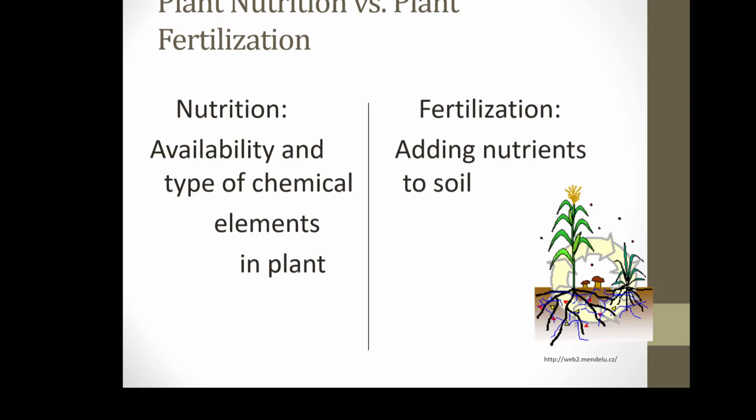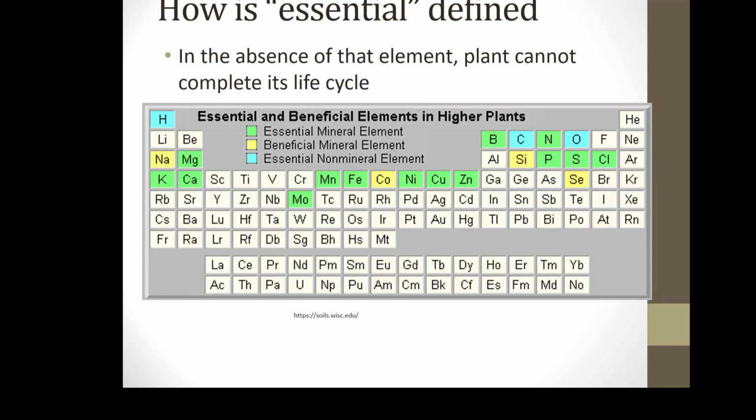Okay, just letting you know, nutrition just means the availability and the type of chemical elements in the plant, and then fertilization is adding nutrients to the soil. So essential nutrients, in the absence of that element, the plant can't complete its life cycle. And you can see with the green and the blue, those are essential elements. And then the other things are beneficial. But there's quite a few things that are necessary for a plant to complete its life cycle.